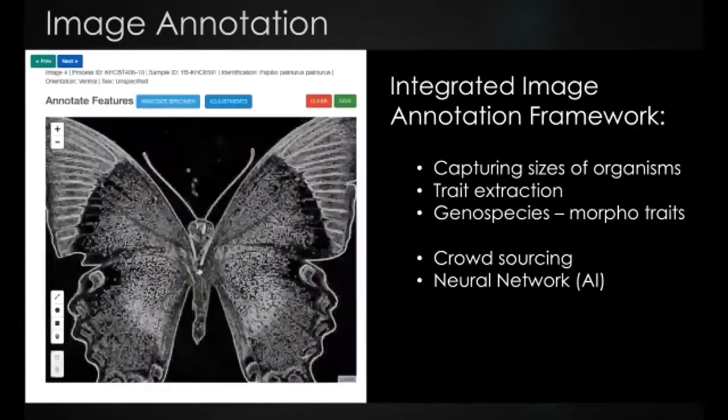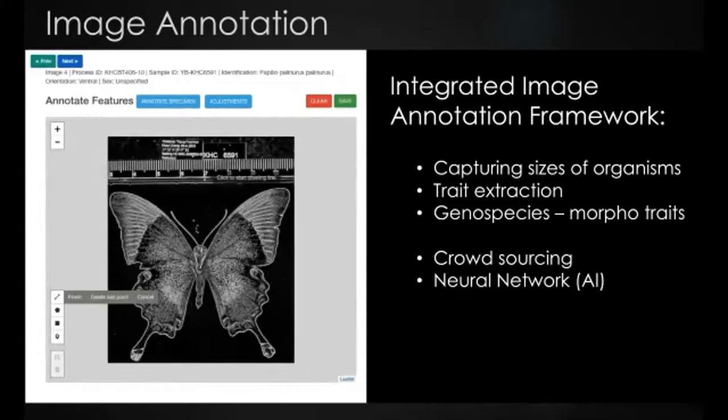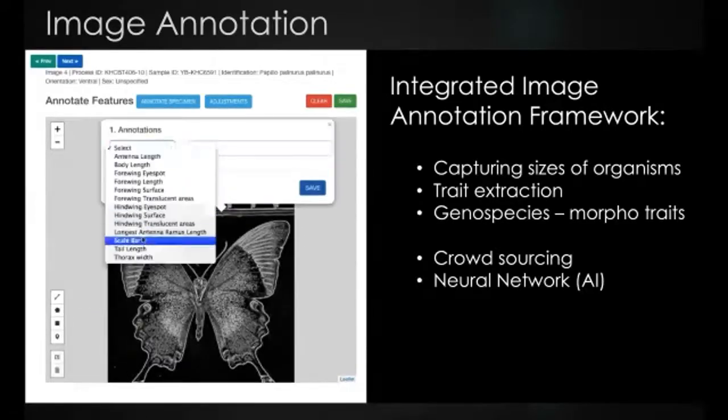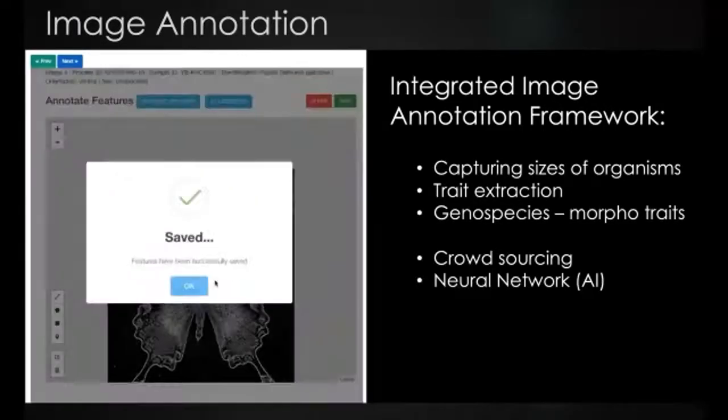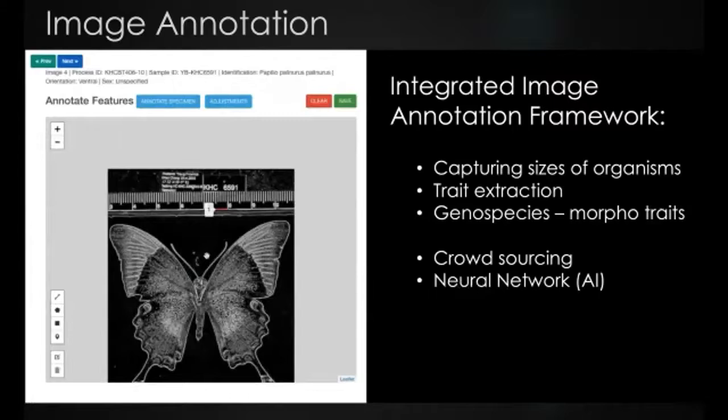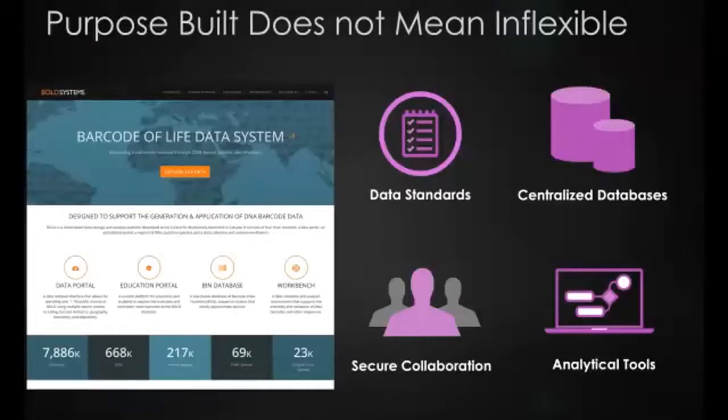So here's a good example of looking at edge detection so that you can explore different features of the organism images, which you would often have to bring together a variety of different tools or have expertise in a set of image analysis tools to be able to do. So it essentially comes down to a single point that I'm trying to get across: purpose-built does not mean inflexible.